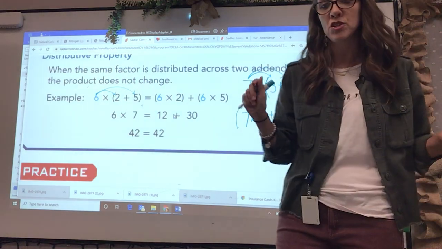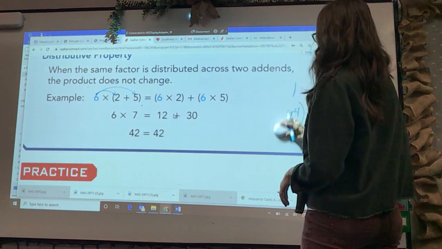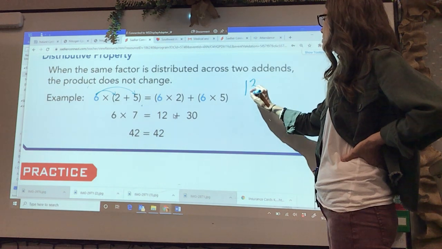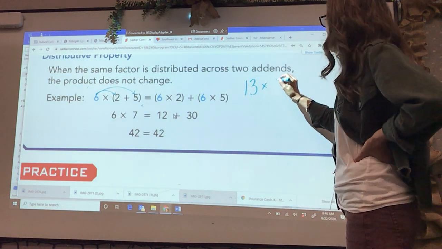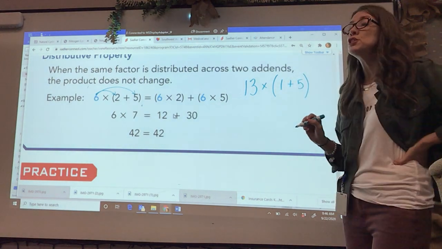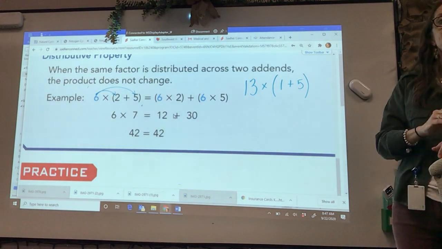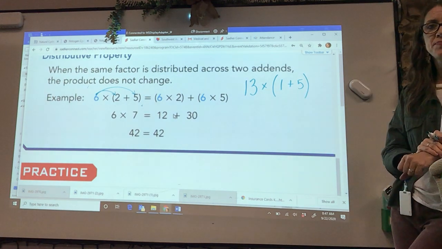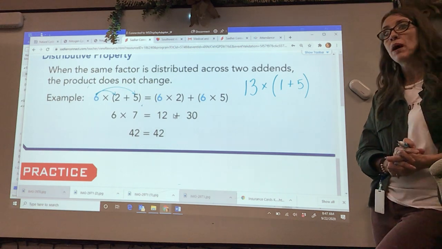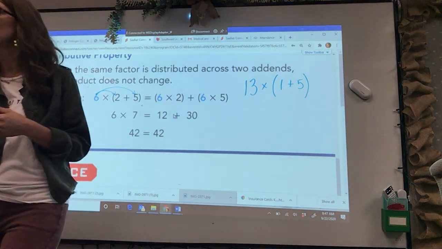I'm going to give you one of those, and then we're going to do some examples together. Okay, so go ahead and try this one. Use the distributive property to write me another math expression that is equal to this one. Flip your boards around when you think you've got it. Write it nice and big. You do not have to actually add it. I just want you to write the expression.